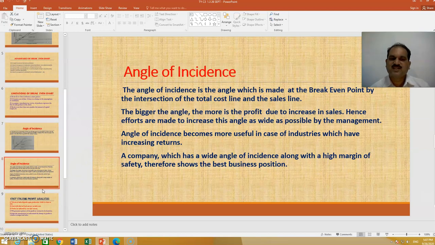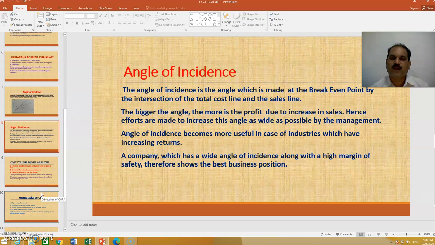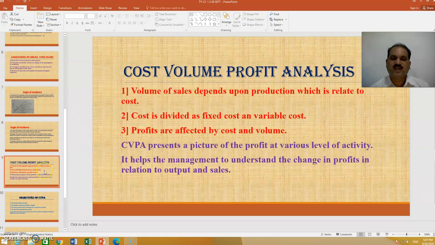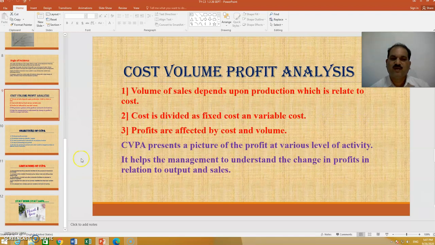The angle of incidence is the angle which is made at the break-even point by the intersection of the total cost line and the sales line. The bigger the angle, the more is the profit due to increase in sales. Hence, efforts are made by the management to increase this angle as wide as possible. Angle of incidence becomes more useful in the case of industries which have increasing returns. A company which has a wide angle of incidence along with a high margin of safety therefore shows the best business position.